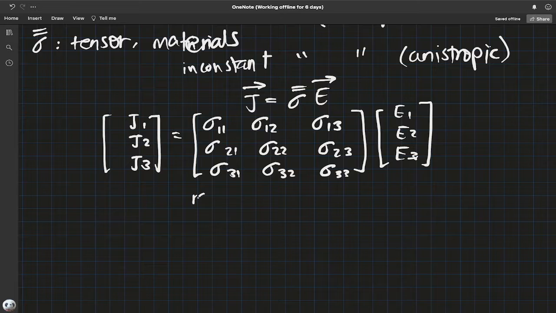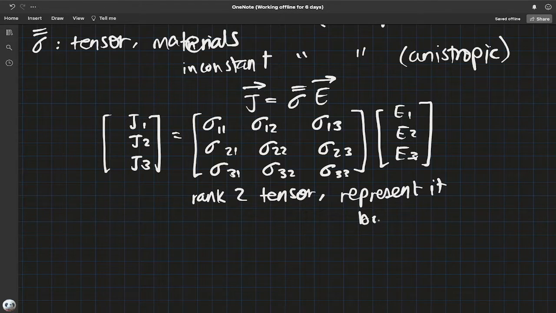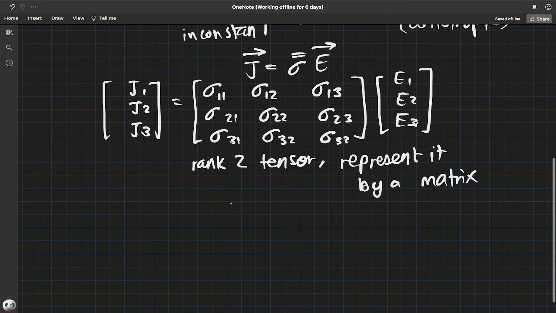This is a rank 2 tensor. That's why we can represent it by a matrix. Remember, a matrix is just a construction. It's an array of numbers. Until you think of a matrix as an element of the general linear group GL3, until then it's just a representation of either a rank 2 tensor like this case, or a linear transformation, which I will discuss shortly.